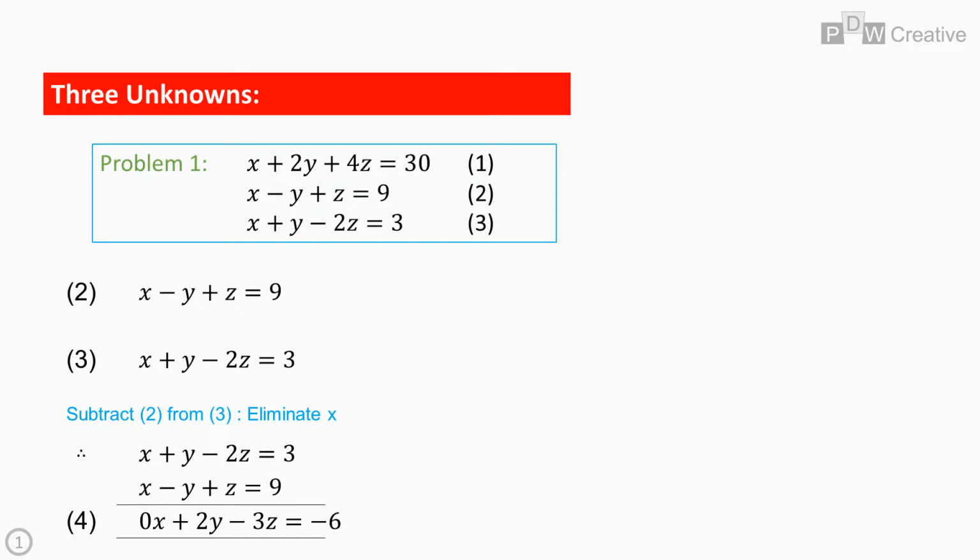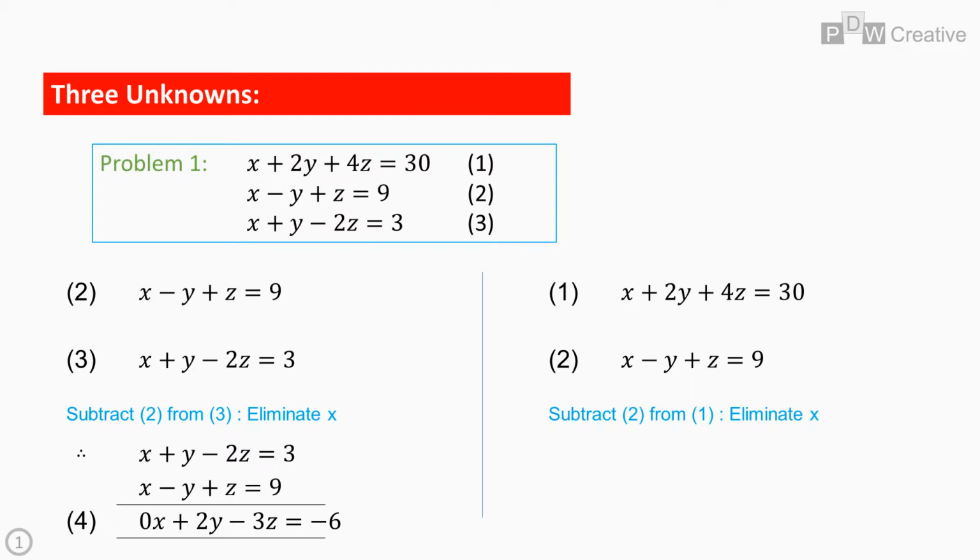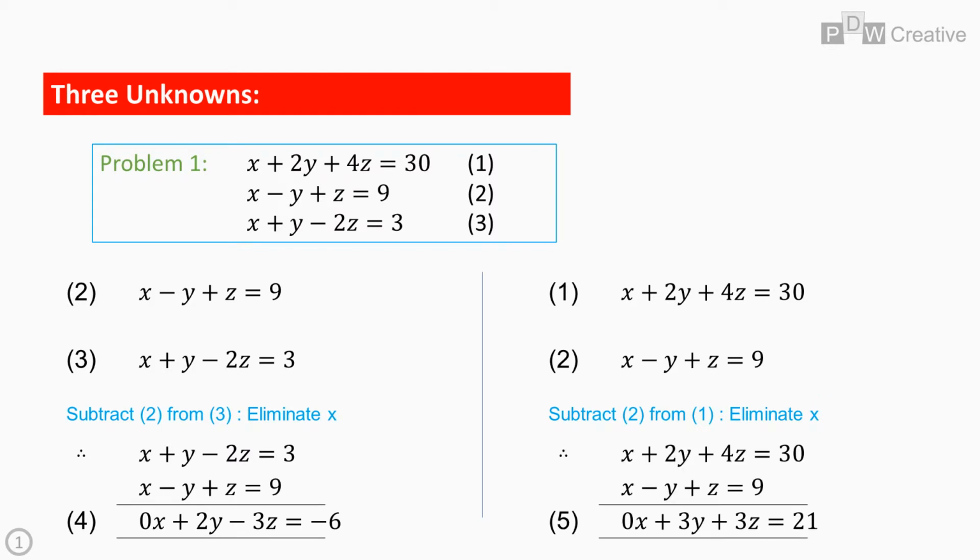We need a second combination, so taking equation 1 and 2 gives us a second elimination option. Subtracting 2 from 1 will again remove x. X minus x removes x. 2y minus y equals plus 3y, while 4z minus z is 3z, and this gives equation 5.